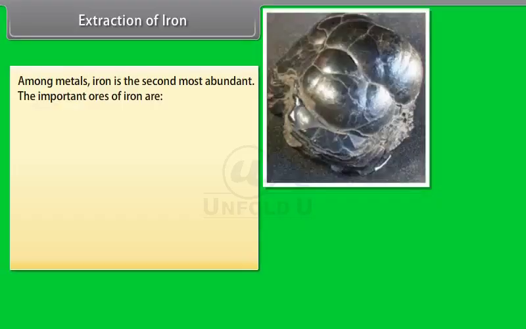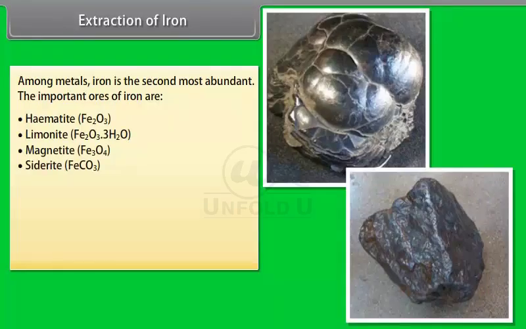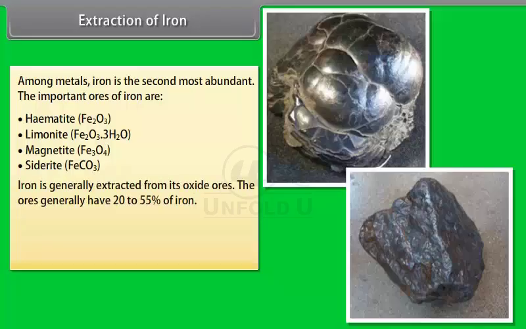Extraction of iron. Among metals, iron is the second most abundant. The important ores of iron are hematite or red iron ore, limonite or brown ore of iron, magnetite and siderite. Iron is generally extracted from its oxide ores. The ores generally have 20 to 55% of iron.